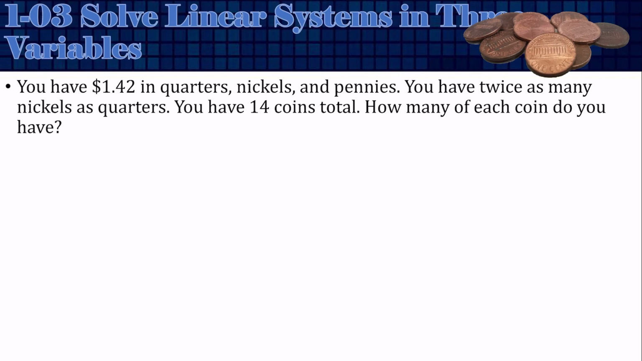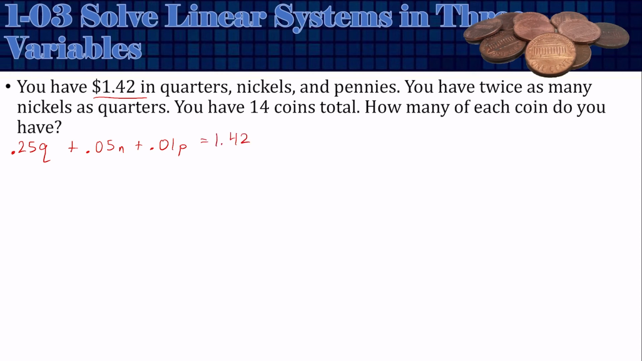Okay, so let's solve that. We need to write some equations. Well, the first one would be our total money. So let's say we have Q number of quarters, and they're worth 25 cents. So 0.25 times the number of quarters. Then nickels are worth 5 cents. Call them N's. And pennies are worth 1 cent. Call them P's. That should equal 1.42.